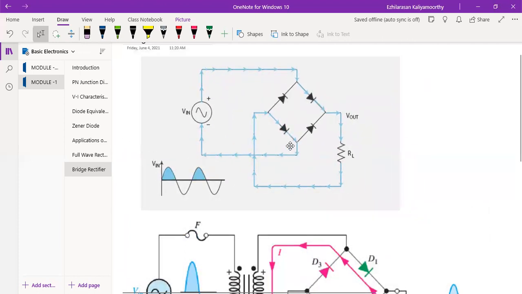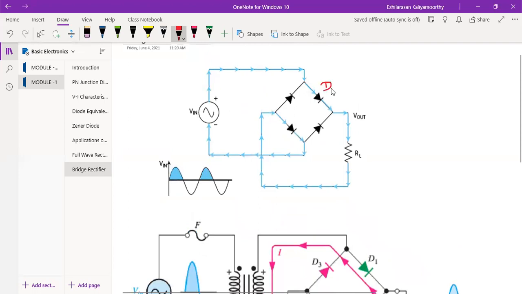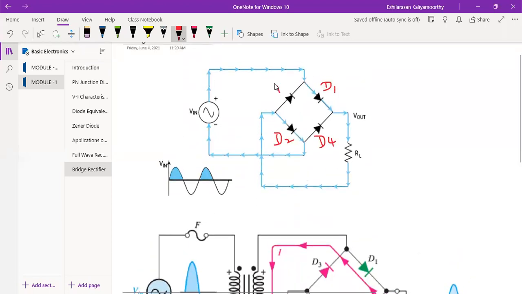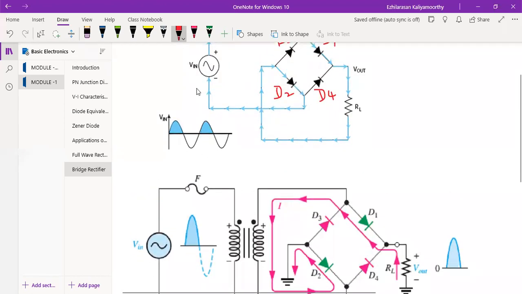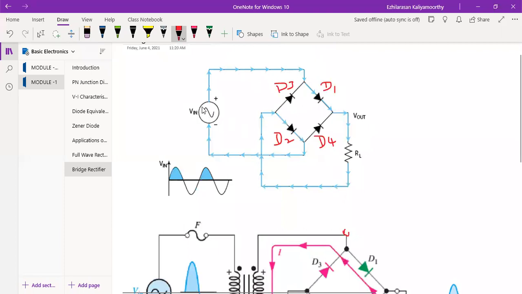See here, this is the generalized diagram we are showing. So now this will be your D1, this is your D4, this will be your D2, this will be your D3. The same input signal source is connected over this place. You can see this place and this place are just connected directly to the source.